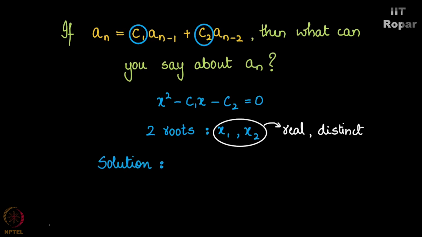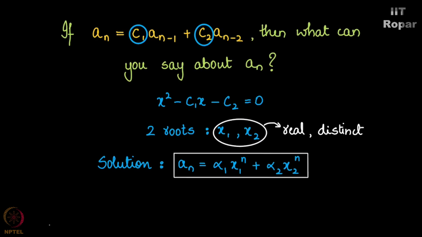The solution will always be of the form a_n is equal to alpha 1, some constant alpha 1, times x1 to the n, x1 being one of the roots, plus alpha 2 times x2 to the n. This is the closed form. This is the formula for a_n. Alpha 1, alpha 2 are constants, and x1, x2 are the roots of this quadratic equation. This is always true.